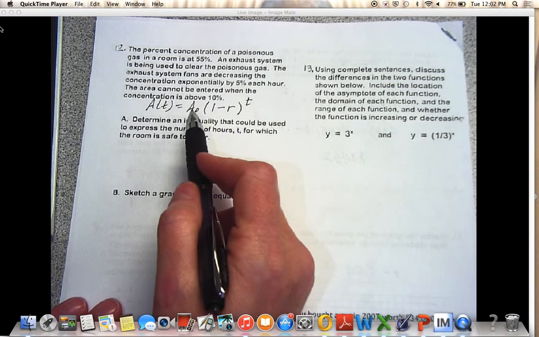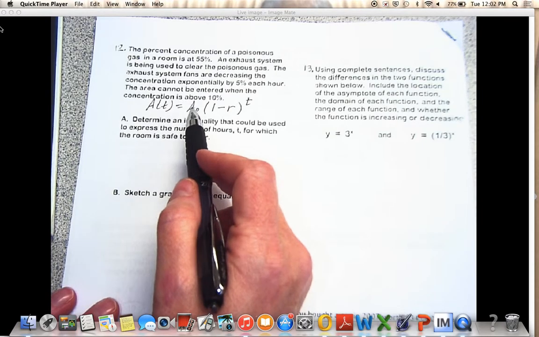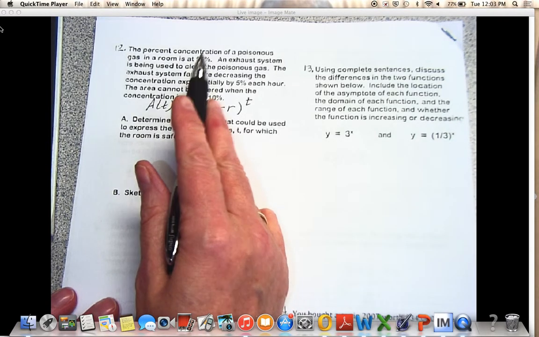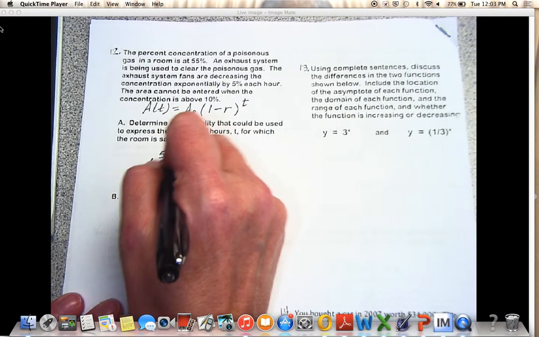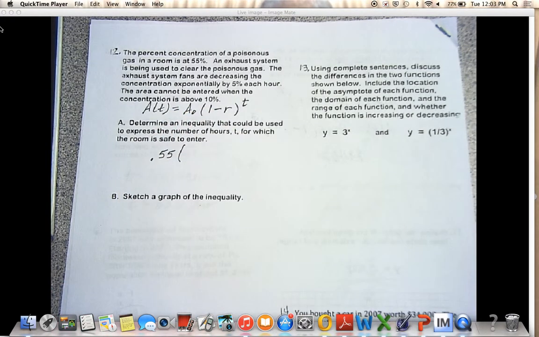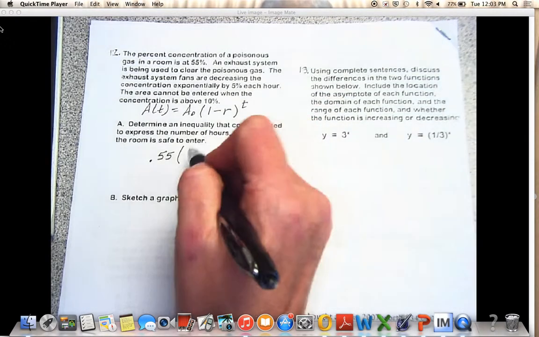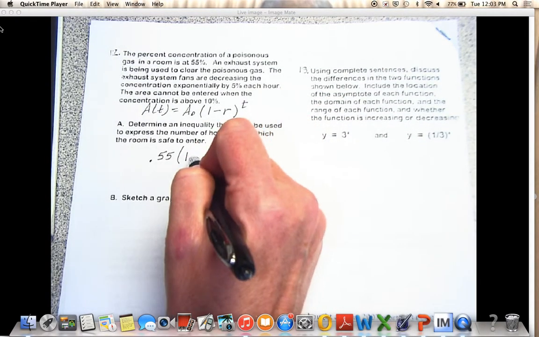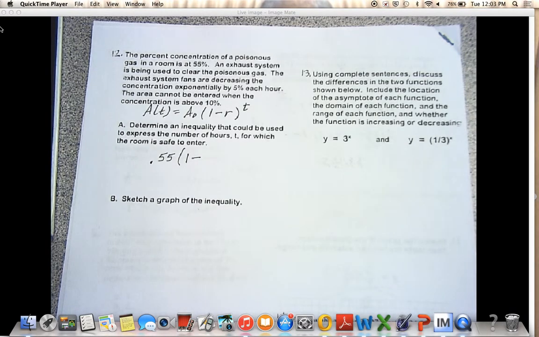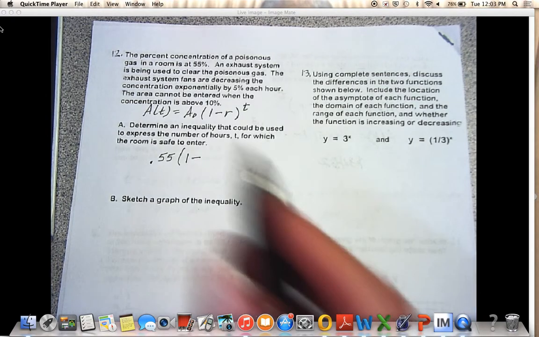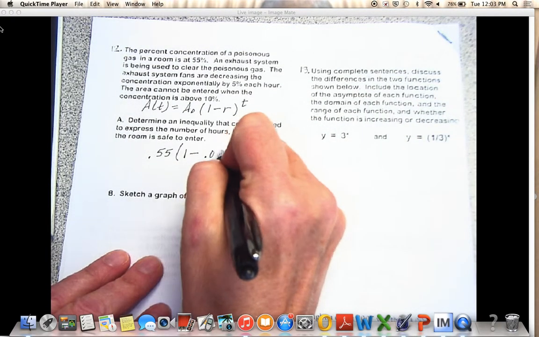What was the initial concentration of that gas? 55%. So I'm going to go 0.55. If it's decreasing, it's going to be 1 minus. I'd written that up there. What's the rate that it's decreasing? 0.05. It's decreasing at 5%, so we would change it to 0.05.